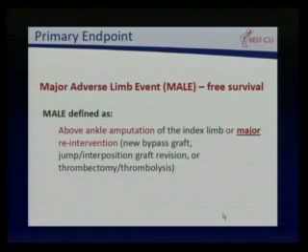The outcome that we are collecting is MALE, which is major adverse limb event-free survival, defined as above-ankle amputation, so any BK or AK, or major reintervention. So for example, if you're in the endovascular arm and you jump over to open and need a bypass, it's captured in these outcomes. Major reintervention includes open surgery, thrombectomy, and thrombolysis.